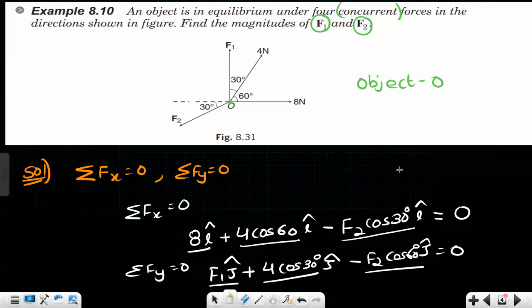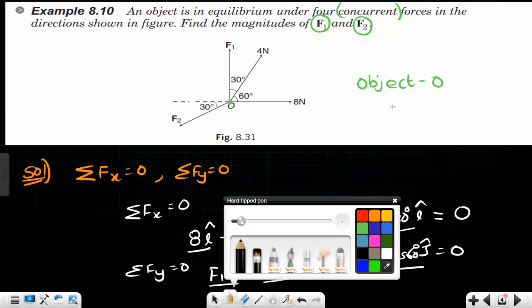F2 is 20 by root 3. Perfect, very good. F2 is 20 by root 3 is the right answer.